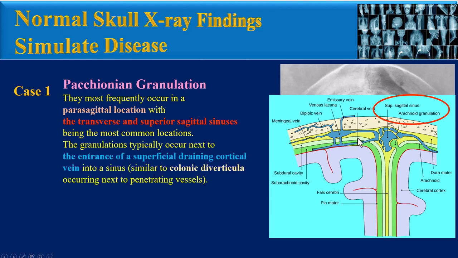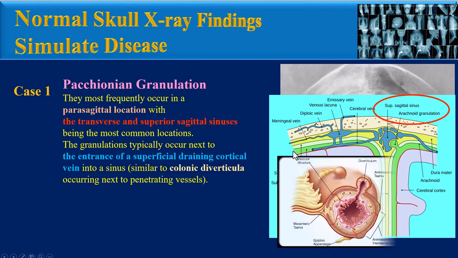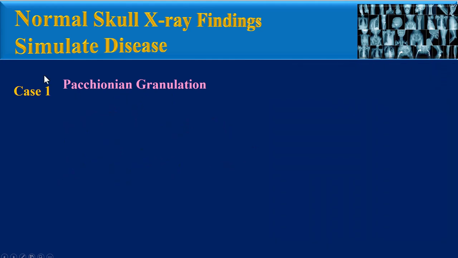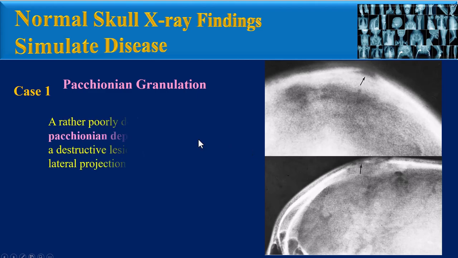The granulations typically occur next to the entrance of a superficial draining cortical vein into the sinus, similar to colonic diverticula occurring next to the penetrating vessels. Another example of Pacchionian granulation. Here we can see a rather poorly defined Pacchionian depression simulating a destructive lesion, particularly in the lateral projection.